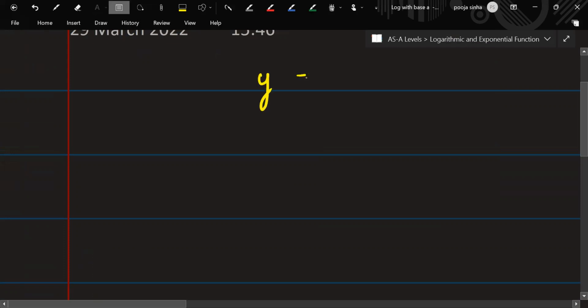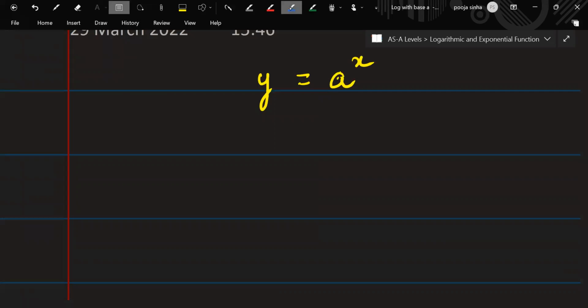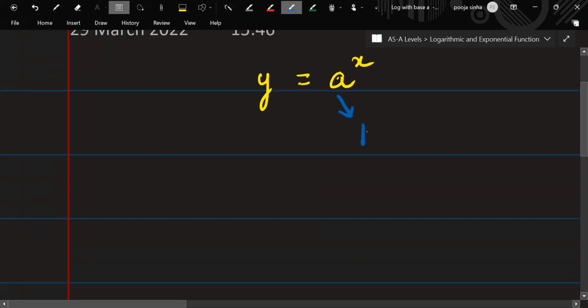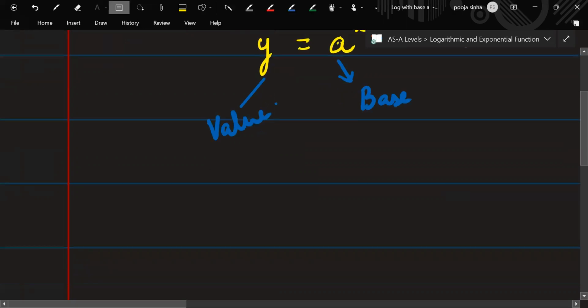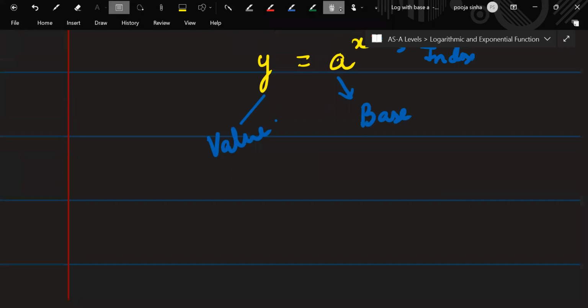Y is equal to A raised to power X. This is your question. So where is the base? What is the base? A. A is the base. Earlier, what was this? Earlier it was 10. This is your base. What's this? The value. What's this? The index. Perfect. So how can I write it in logarithmic form?